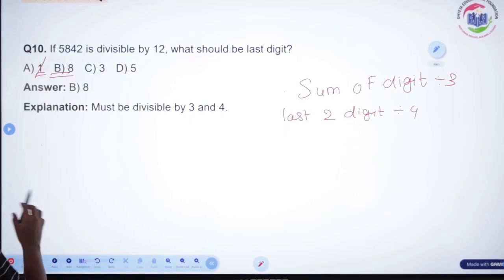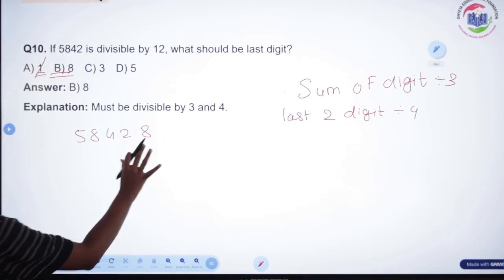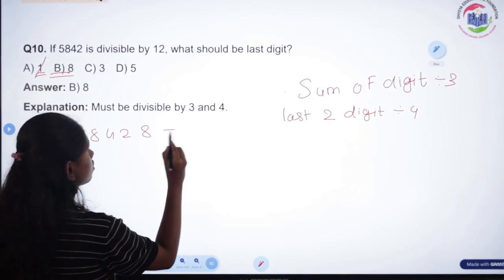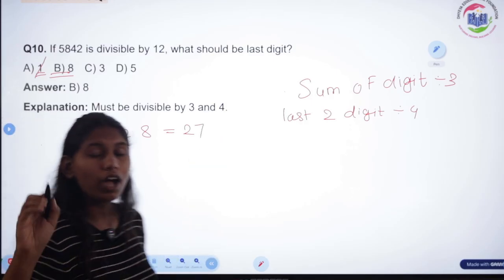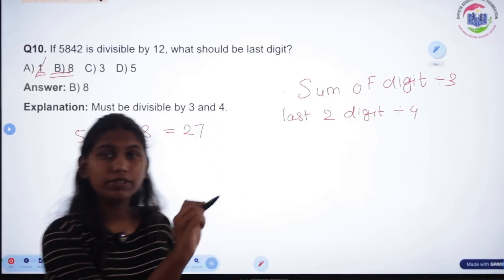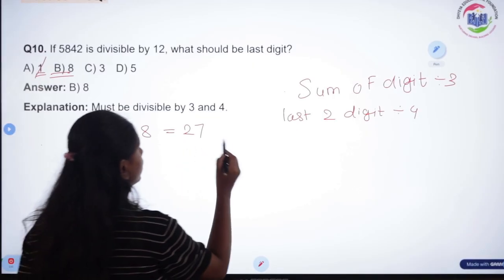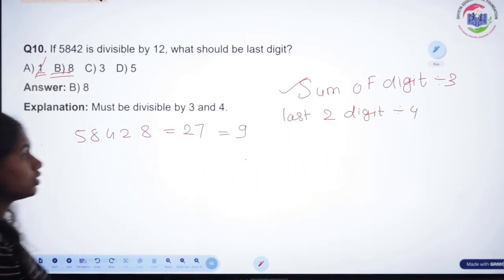The next number is 8. So 5, 8, 4, 2, 8. Now let's check the addition: 5 plus 8 plus 4 plus 2 plus 8. If you add all the numbers, you will get the answer as 27. Now you have to check whether 27 is divisible by 3 or not. If you divide 27 by 3, you will get 9. This condition is satisfied.